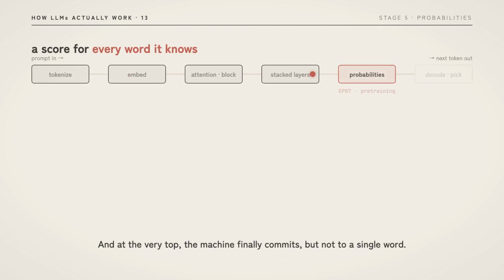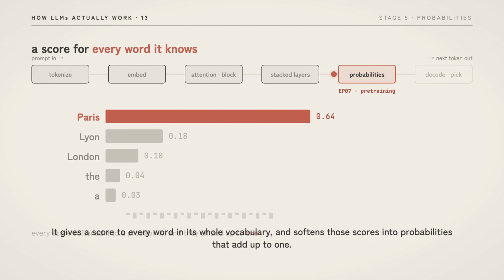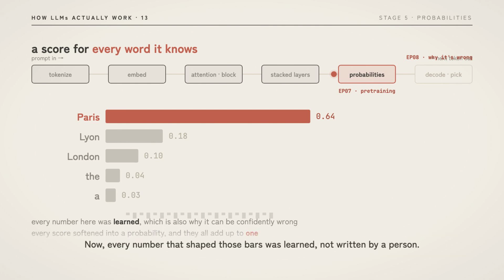And at the very top, the machine finally commits, but not to a single word. It gives a score to every word in its whole vocabulary and softens those scores into probabilities that add up to 1. Paris gets a tall bar, Lyon a short one, London shorter still, and thousands of other words get almost nothing.